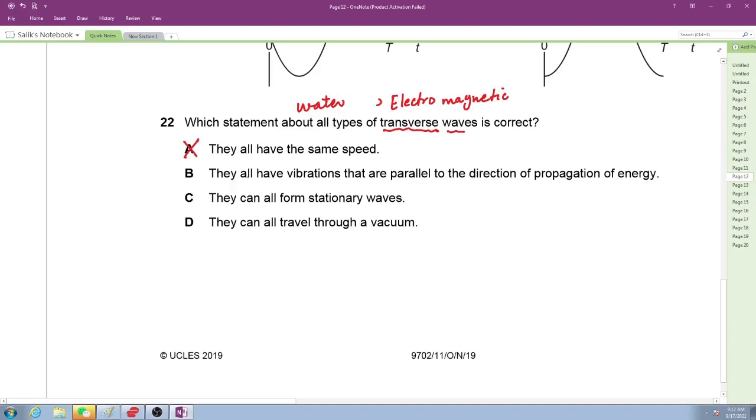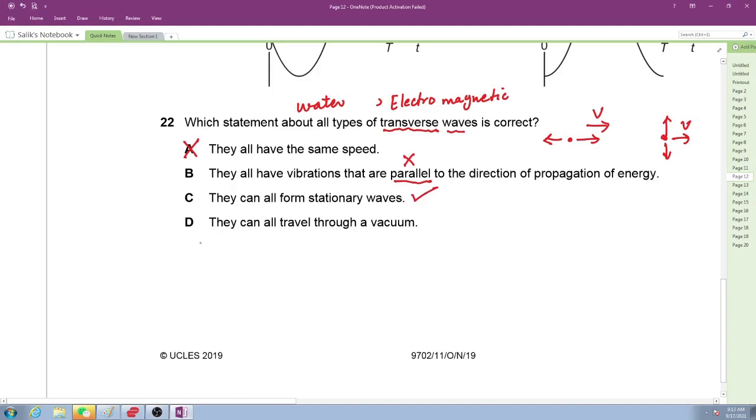These are not all electromagnetic. Do they all have vibrations that are parallel? No. Vibration parallel to the direction of velocity is longitudinal waves, and motion of the particle at right angle to the direction of velocity is transverse. So this should be perpendicular. This is wrong. They can all form stationary waves. Yes, if you have water waves or electromagnetic waves, they can all form stationary waves. So this answer is possible.